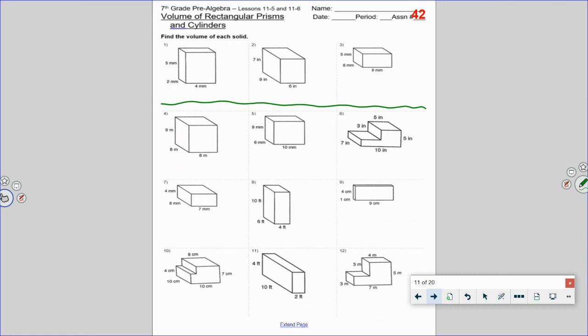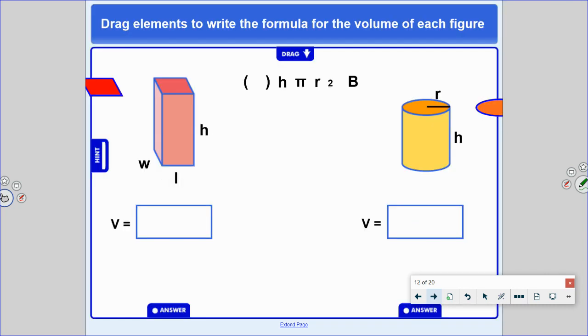All right, so at this point, you can work on the front side of the assignment. Pause your video. I would say get through, if you want to do all 12, that's fine, but at least get through the first 9 and then come on back for the rest of the video and we'll get into cylinders.